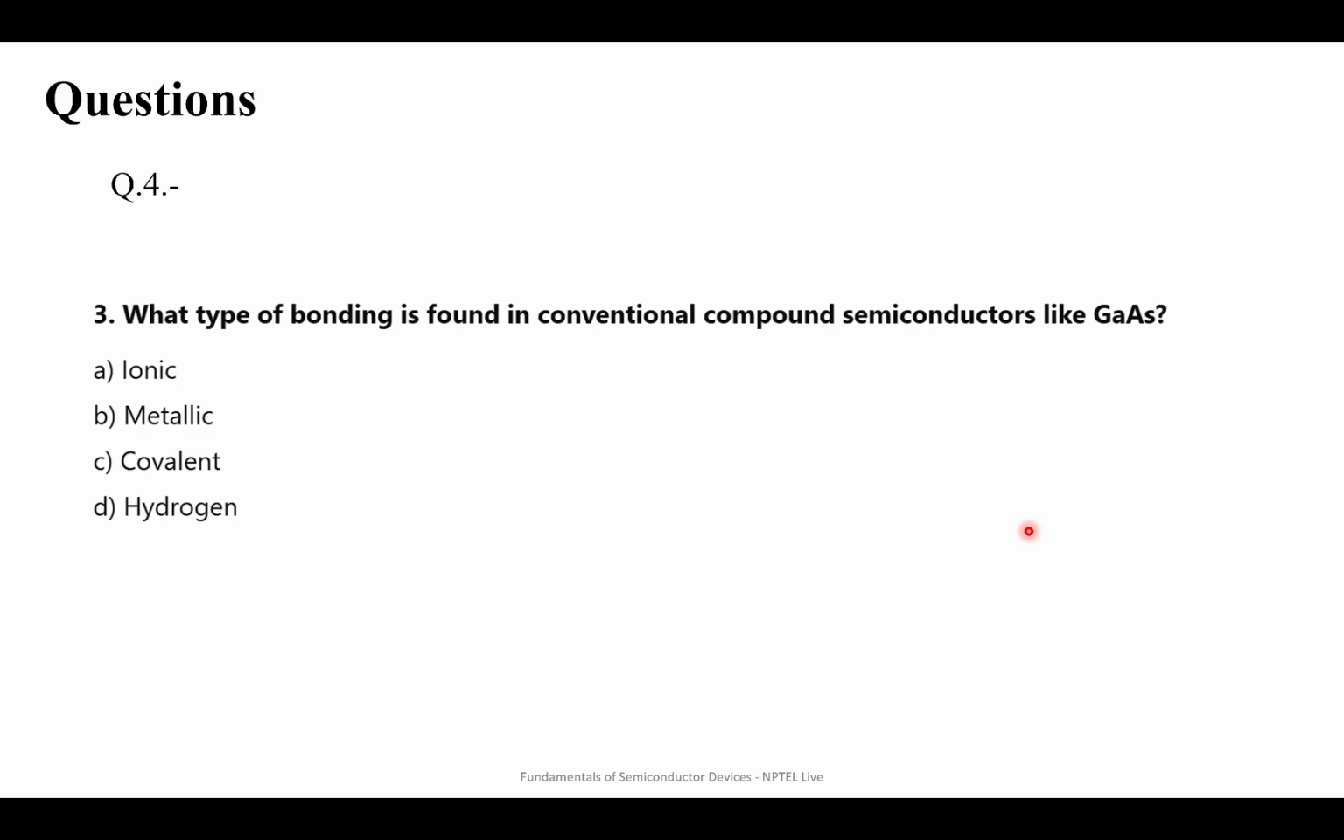What type of bonding is found in conventional compound semiconductors like gallium arsenide? Ionic, metallic, covalent, hydrogen. Covalent, sir. That is right. The answer is covalent.